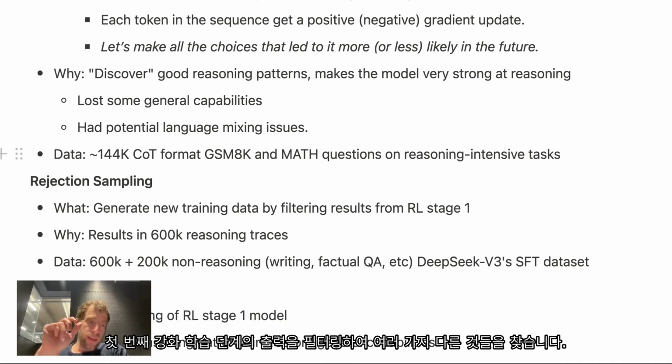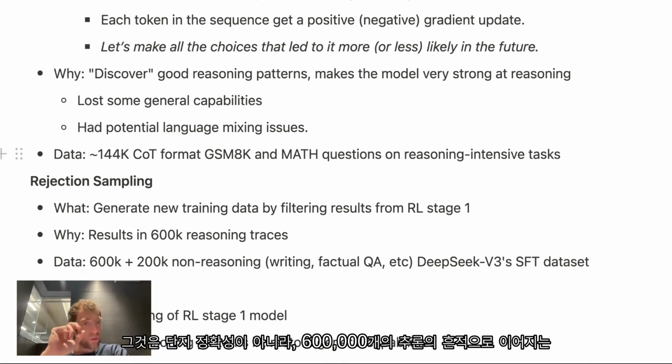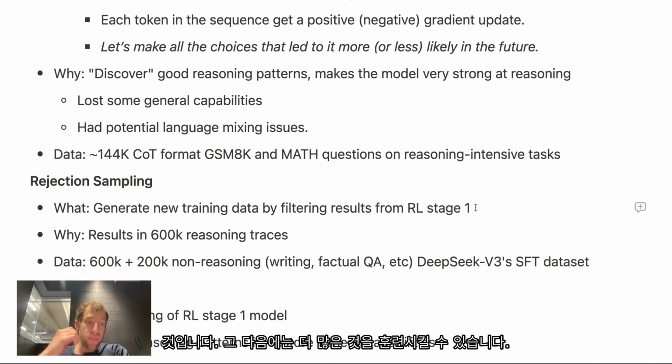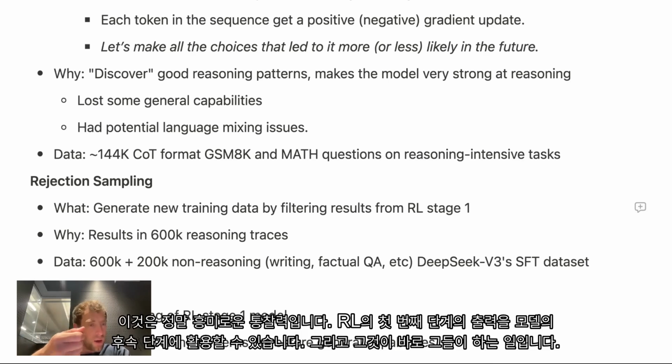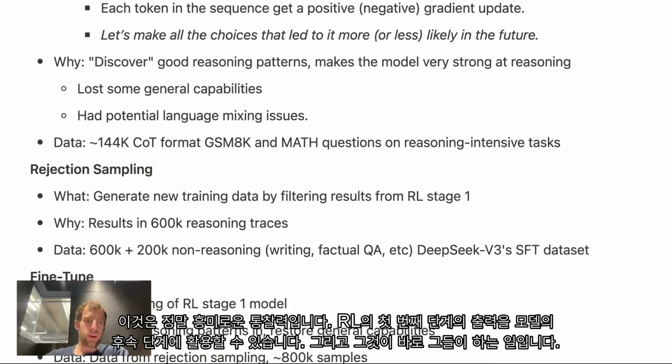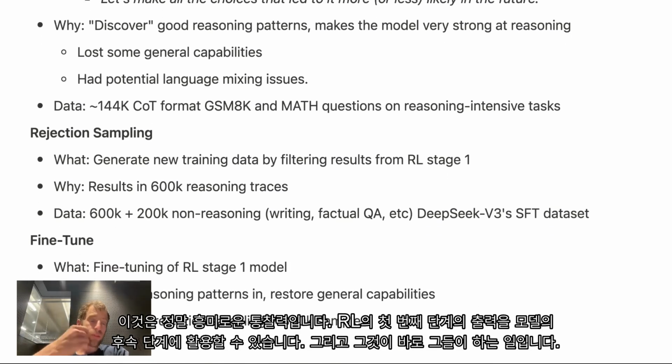The paper talks about this as rejection sampling. So they're basically filtering the outputs of that first reinforcement learning phase for a bunch of different things. It's not just correctness, but the point is it results in 600,000 reasoning traces that they can then train further on. So that's really the interesting insight here, that you can utilize outputs from the first stage of RL for subsequent stages of your model. And that's exactly what they do.